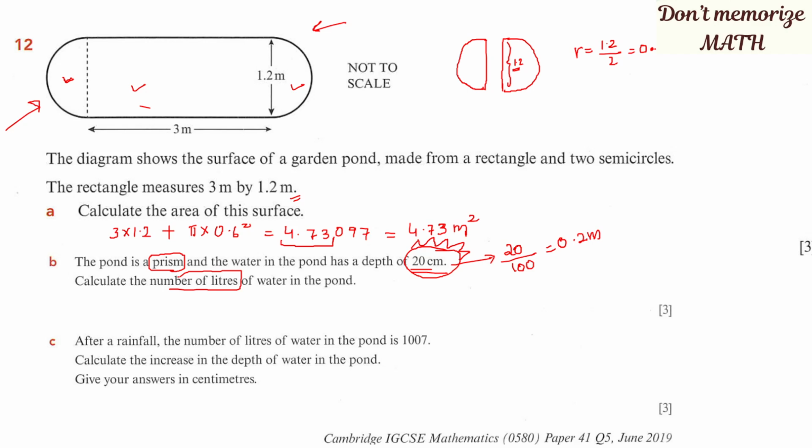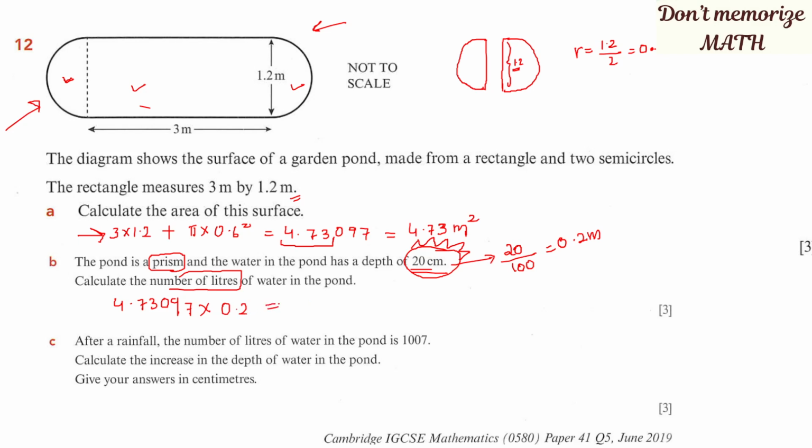If you have a question related to volume, okay, so in the box how much it contains, that refers always about the volume. So here we need to find the volume of this prism. So how to find the prism volume? Base area. What is base area? Base area is this area, that is 4.73097. Base area times height is given 20 centimeter, that is 0.2 meter.